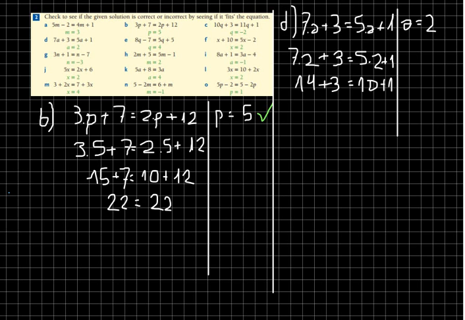Alright, 14 plus 3, it's going to be 17. And 10 plus 1 is 11. But 17 is different to 11. So the answer that the book provided here is completely wrong. A is not equal to 2. Right, let's try to solve one more.